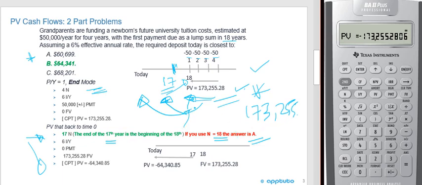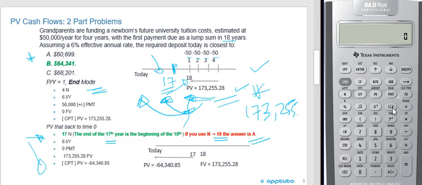That's the lump sum that I need at the beginning of the 18th year. Now remember, that's at the end of the 17th year. So if I'm in the end mode in the calculator, that's going to become my future value. I can just hit the plus or minus key and enter that straight away as my future value.